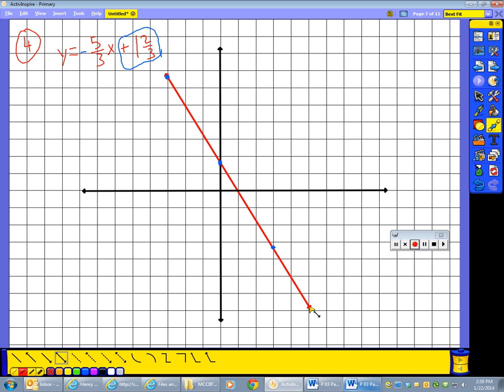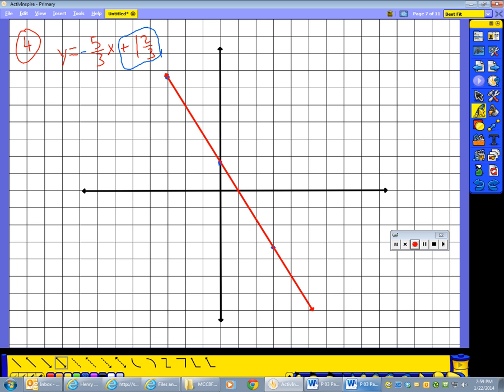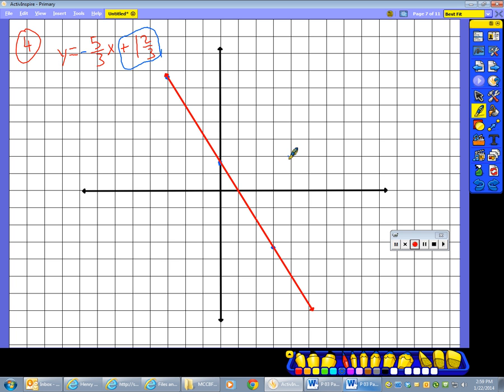Now, I did a pretty good job here getting it to line up with my guesstimating, but yours might not line up perfectly because we're guesstimating around where 2/3 is. Okay, but you get the idea. It should look kind of like a mirror image of the original line, but it's going to be heading downward. And so this is how you graph number 4.